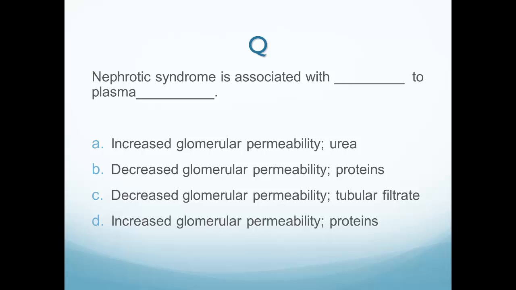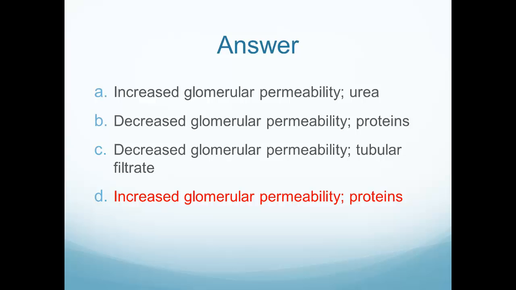Okay, let's take a look at some more questions here. Nephrotic syndrome is associated with blank to plasma blank. And as you said D, you're correct, increased glomerular permeability and loss of proteins.